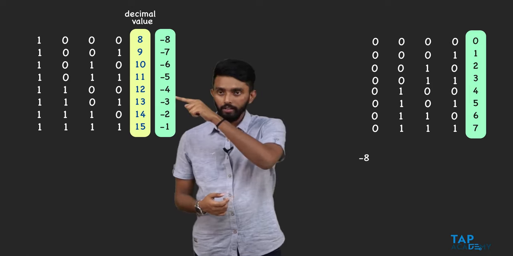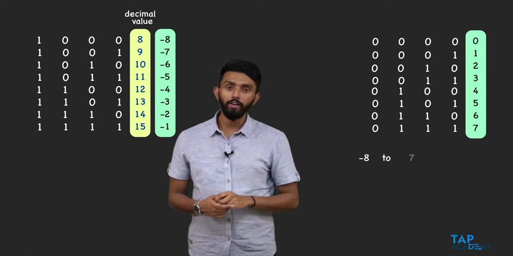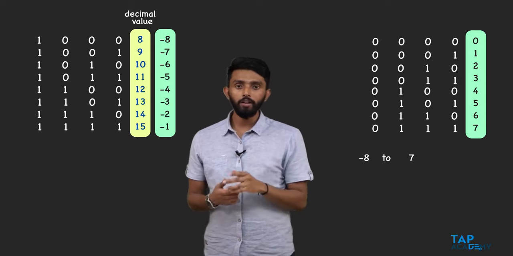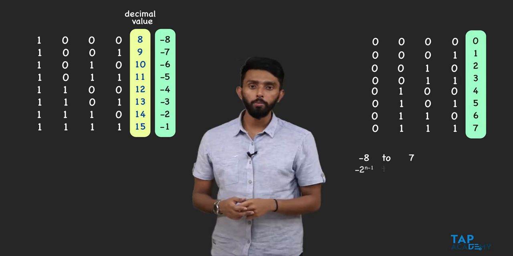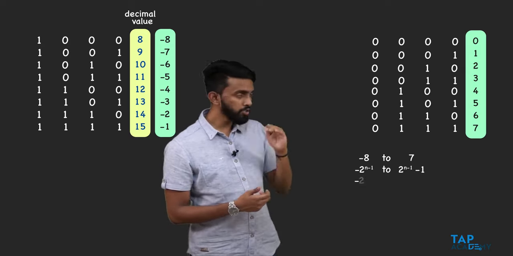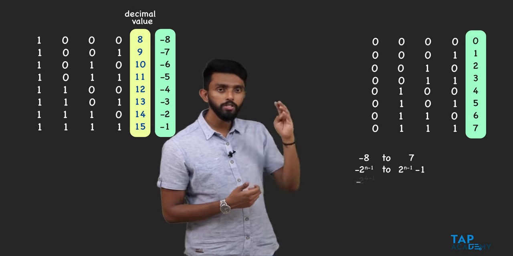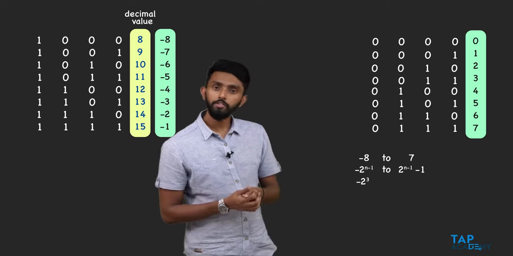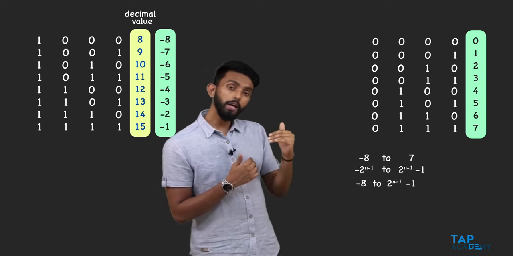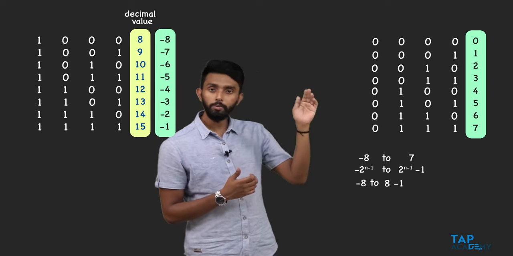Which means now, if you look at the range of values we have, it is from minus 8, that is the least value, to the maximum value, which is 7. Now let's see whether it will fit into the range formula that we have. Definitely it will. It is minus 2 to the power n minus 1, where n is 4 because of 4 bits, which is minus 2 to the power 3, which is minus 8, to 2 to the power 4 minus 1 minus 1. That is nothing but 8 minus 1, 7.